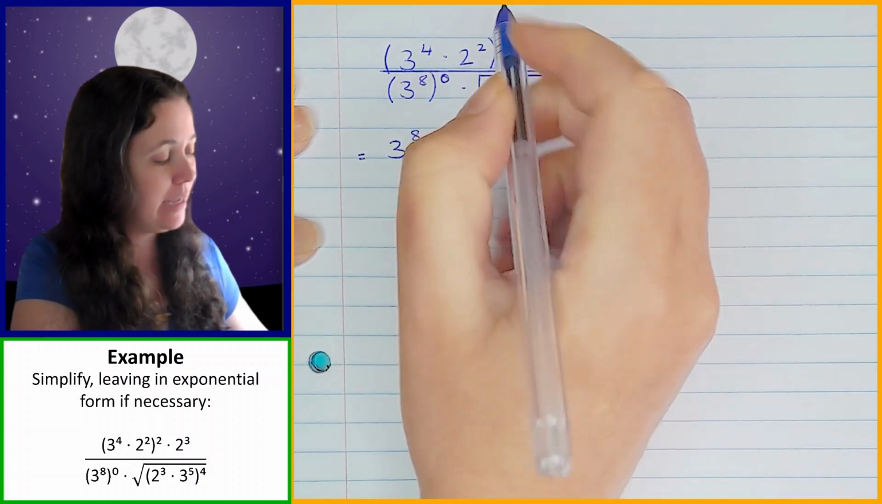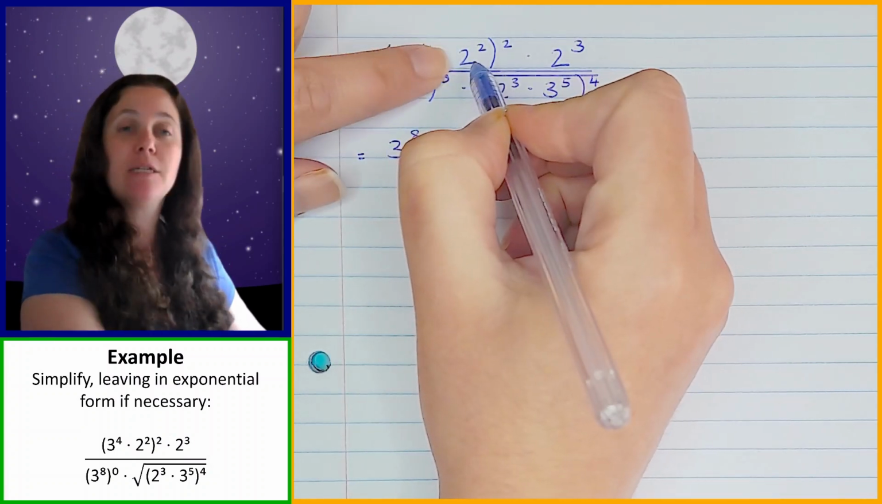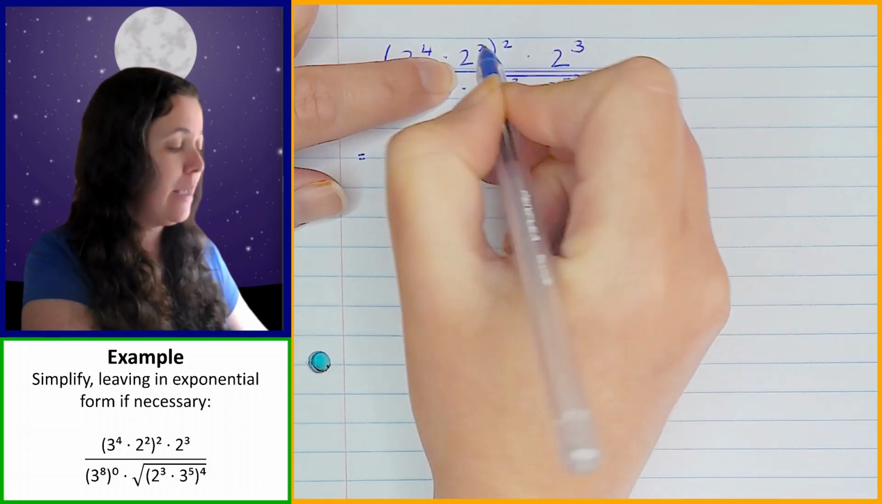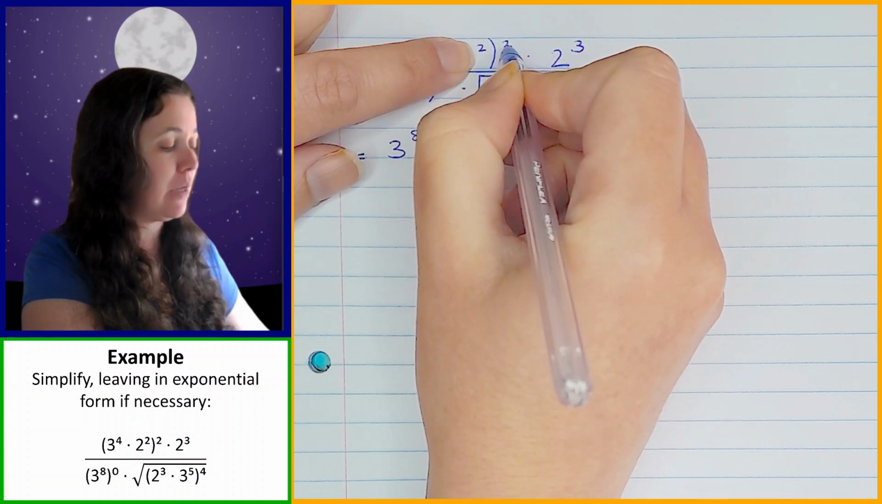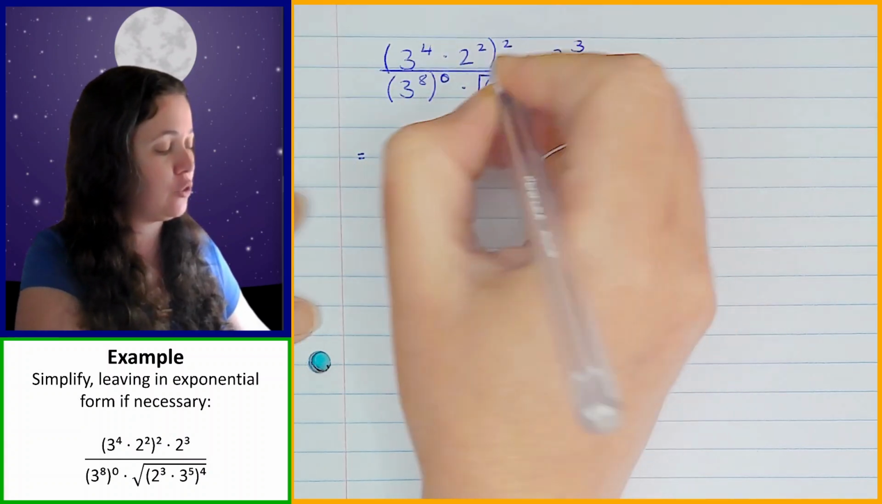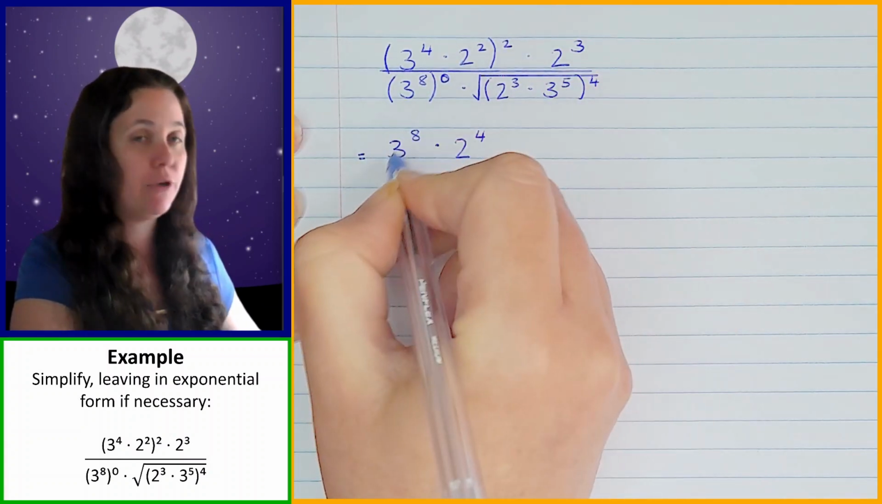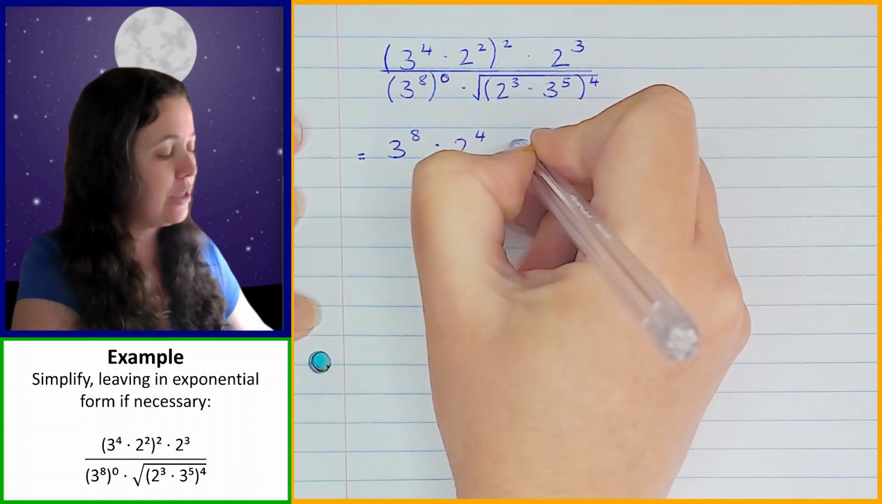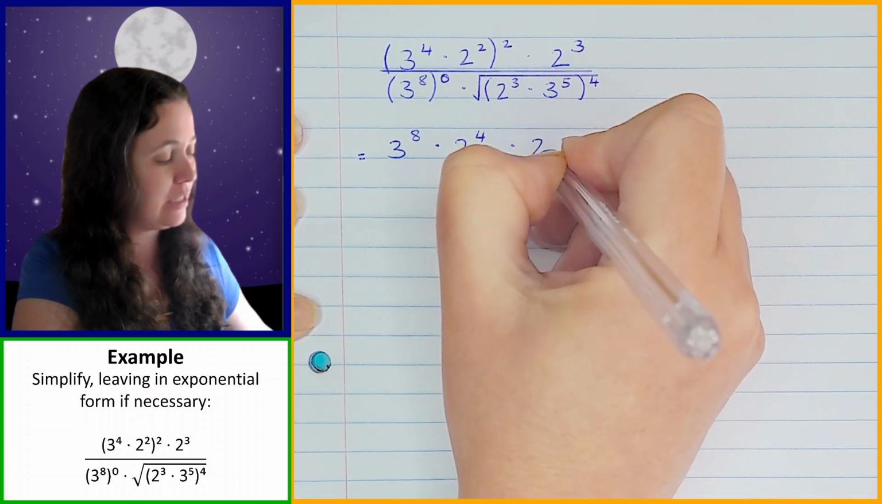Now I'm going to do this 2 squared. The same thing is going to happen here. The base is going to stay the same, so it's still going to be 2. That doesn't change. And the exponent, I'm going to multiply by that exponent. So it's going to be 2 times 2 gives me 4. So that gives me 3 to the power of 8 times 2 to the power of 4. So that is what I got from those brackets. This 2 cubed, I'm not going to do anything with it at the moment.